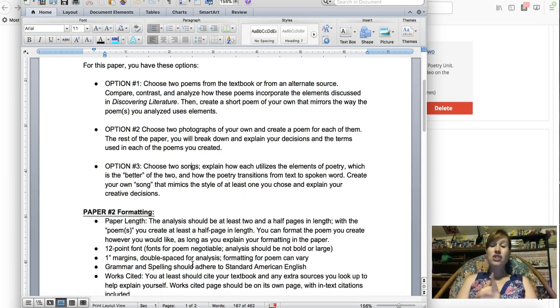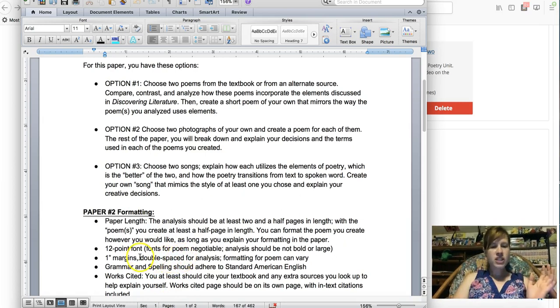But the analysis should be very formal and much like a college paper in the 12-point font, double-spaced, legible, no bold or large text fonts. Please don't use Arial, large, bold, because it's clearly not 12-point. It's like 14-point condensed. 1-inch margins, double-spaced for the analysis. Formatting for the poem can vary. If you just open up a Word document, it's already set to 1-inch margins. You don't have to mess with it.